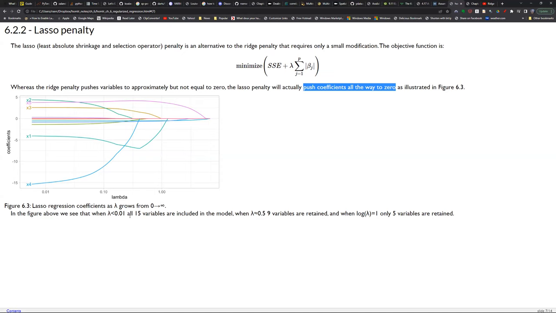So in this model, there were 15 variables originally in the formula. Then with a lambda of 0.5, 9 variables were retained, and with a log lambda equal to 1, only 5 variables. So as lambda grows, and it's not going to grow the same way as the ridge.